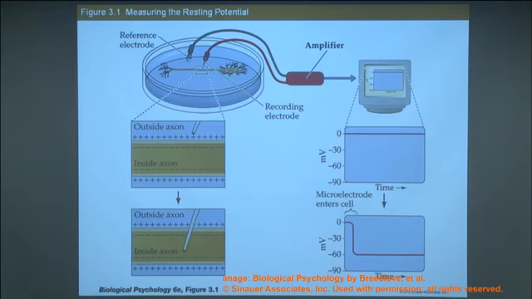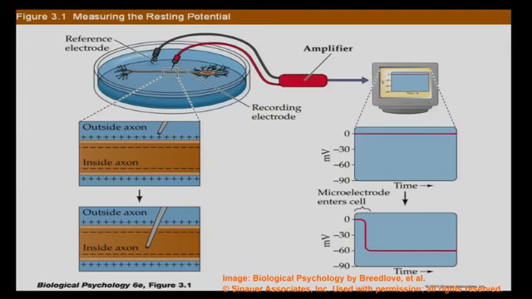And so we're going to ask, why is it negative? What are the forces and the physical properties that make the inside of the axon negative relative to the outside? Simple question, okay? So first, what is the resting membrane potential?